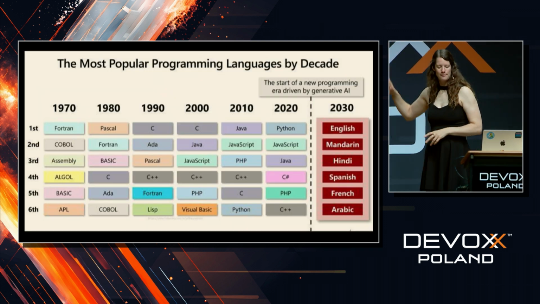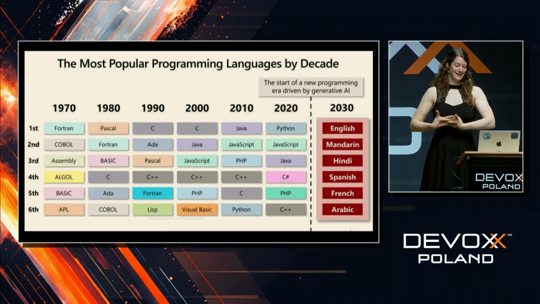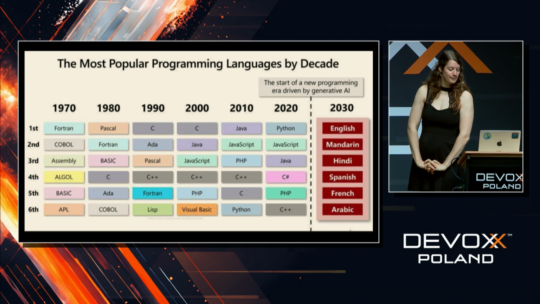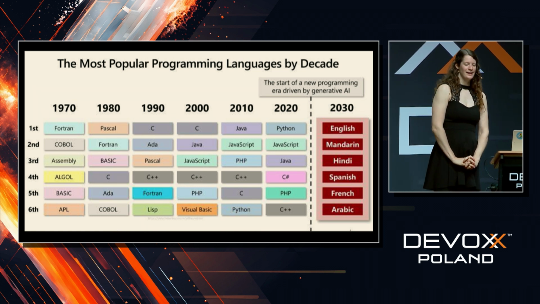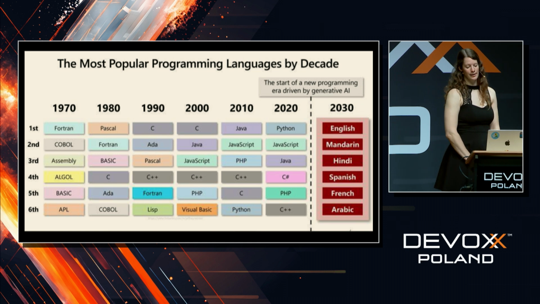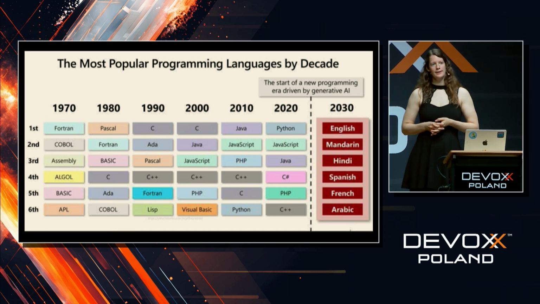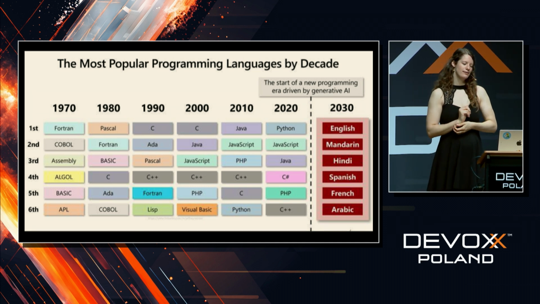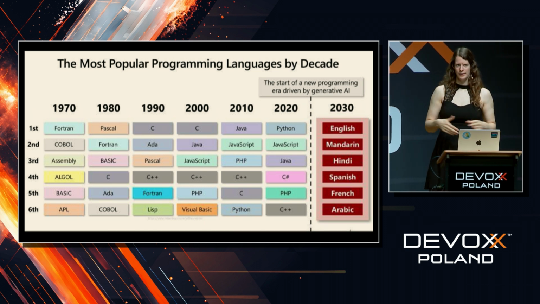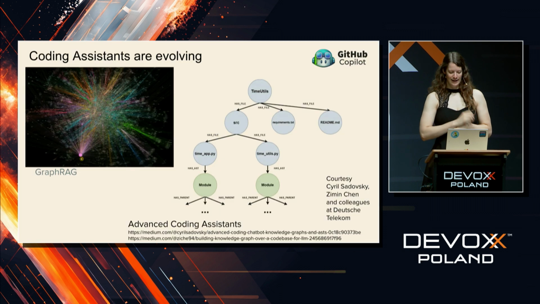So this is a graph showing the most popular programming language by decades, saying that in 2030 it might be English, followed by Mandarin, and so on. I think this might be true. I think this might happen before 2030, but I also think we're always going to need specialists to hang the whole system together, right? Even if most of the code is then written by AI. So it's going to stay this mix, I think.